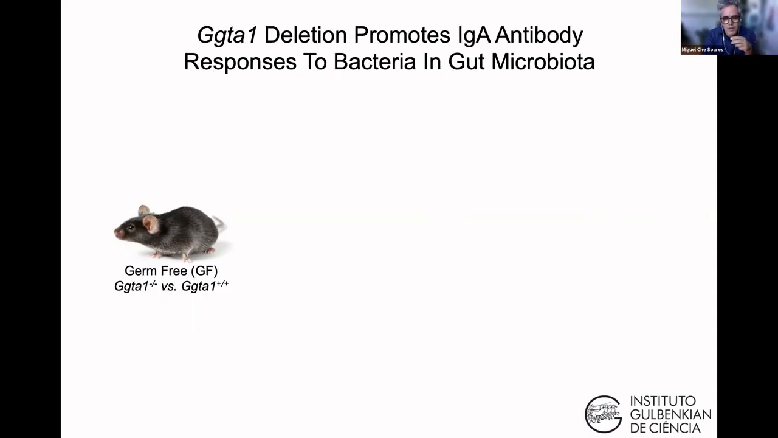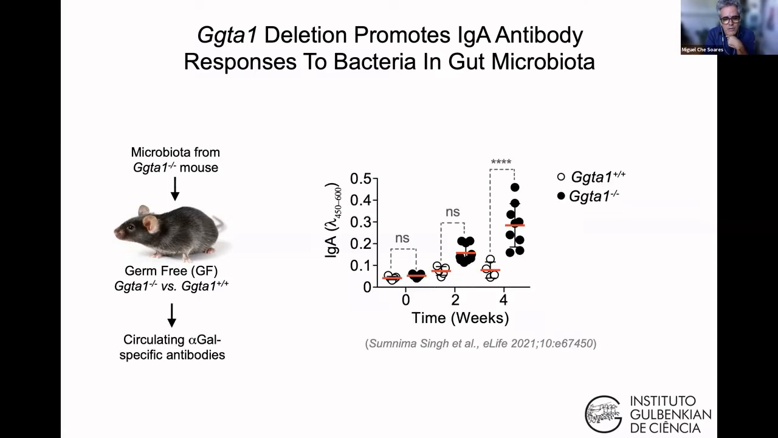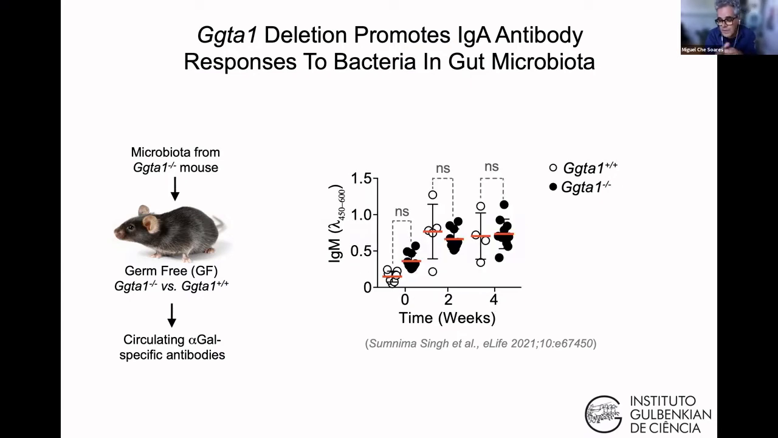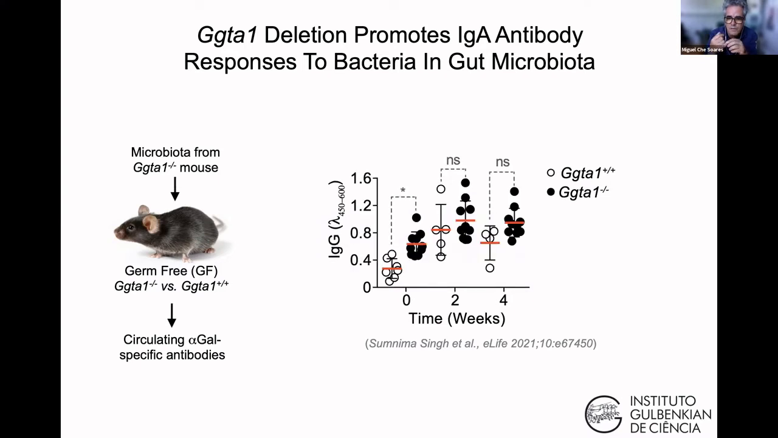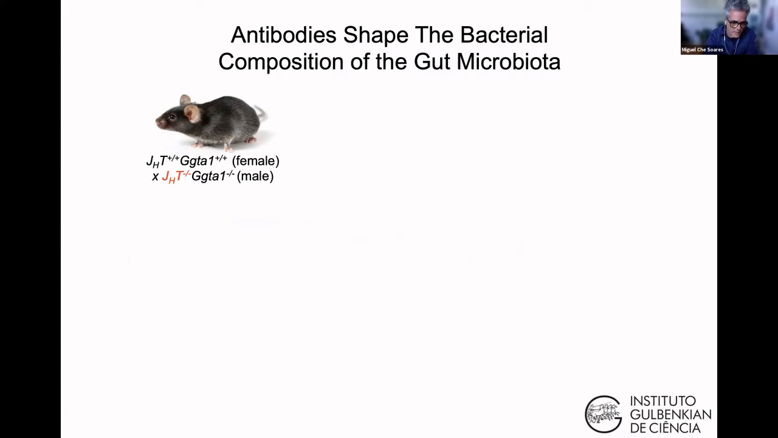We also asked whether having or not having this gene would have an influence in the way you react to a microbiota, in this case, that comes from an alpha-gal knockout mouse. And we found that after colonization of germ-free mice, which were either GGTA1 knockouts or wild types, the knockouts actually did a stronger IgA response, suggesting that they have somehow a better ability to produce IgA against the microbiota, which would justify why they are shaping the microbiota. We don't see differences for IgM production, and we don't see differences for IgG production. So it seems to be rather specific to alpha-gal expressing bacteria.